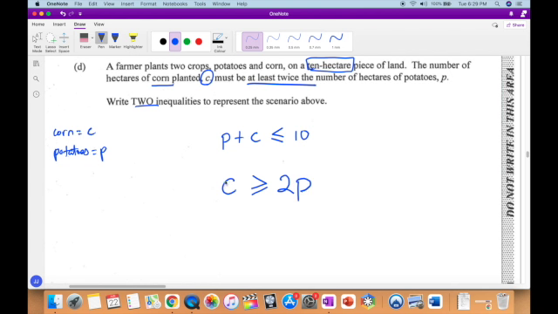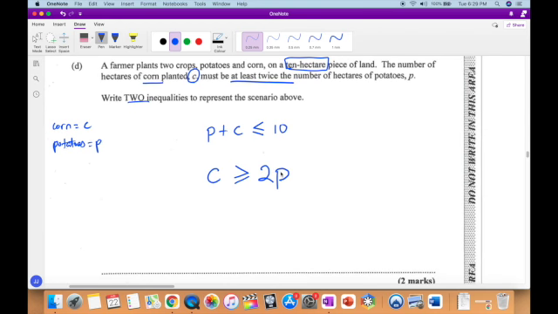Yeah, because the amount of corn must be at least, so it can't be less, because at least is the bottom of the barrel. It can't be less, it has to be more, right? So these are the 2 inequalities that we come up with here.